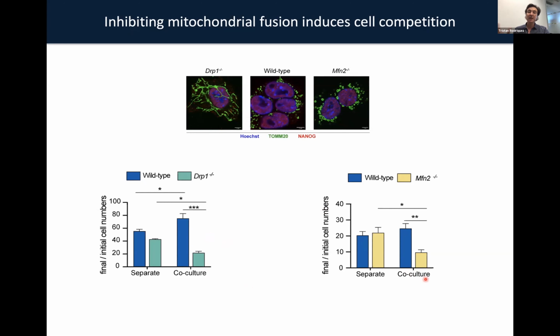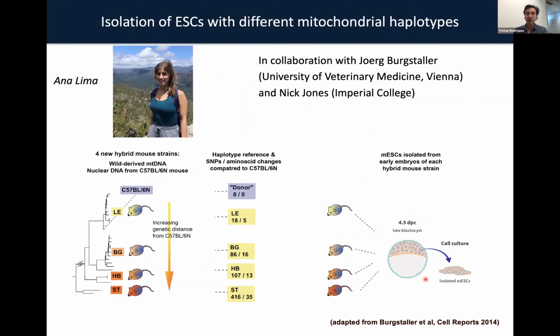Okay, but these were pretty severe manipulations of mitochondrial activity. So the next thing that we did was to ask if we could do more subtle manipulations of mitochondrial activity and ask if this could trigger cell competition. And for this, she set up a collaboration with Jörg Buchstaller in Vienna and with Nick Jones at Imperial.